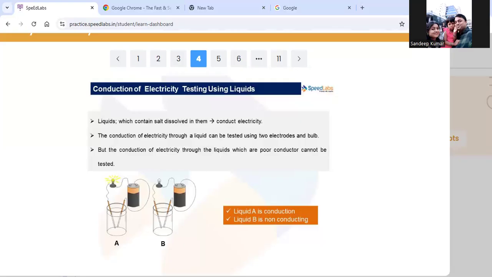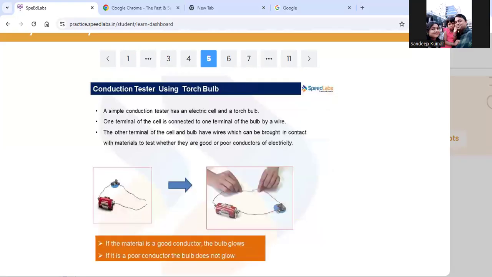Next concept. Conduction tester using torch bulb. That also we have seen. A simple conduction tester has an electric cell and a torch bulb. One terminal of the cell is connected to one terminal of the bulb by a wire. The other terminal of the cell is connected, and the bulb has wires which can be brought in contact with materials to test whether they are good conductors or not. You can see here this is the positive terminal and the negative terminal.